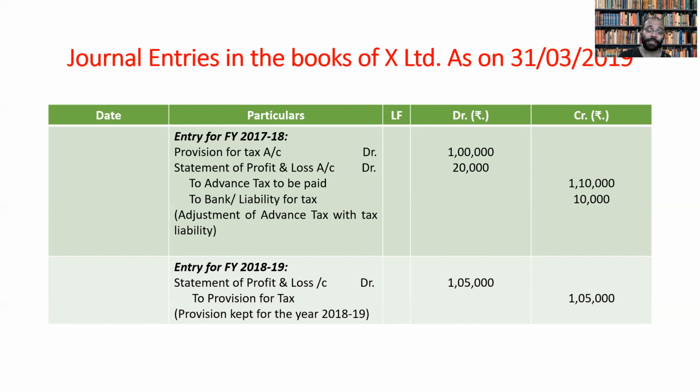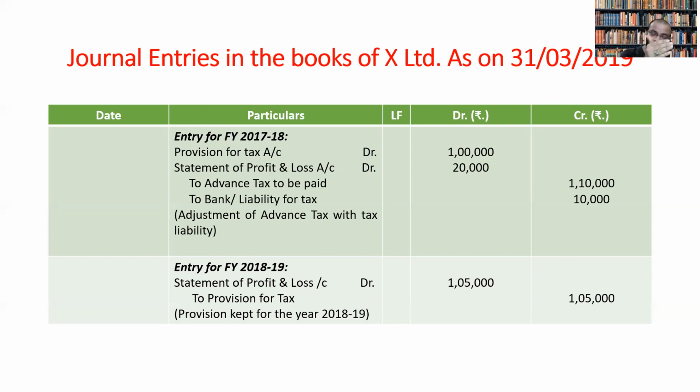Now, similarly, we have to make the entry for the financial year 2018 to 19. What is given in the question for the provision? That is 1,05,000. It is a provision which was already given in the question, for 2018-19. That provision is to be kept for 2018-19, and you have to close it, isn't it?